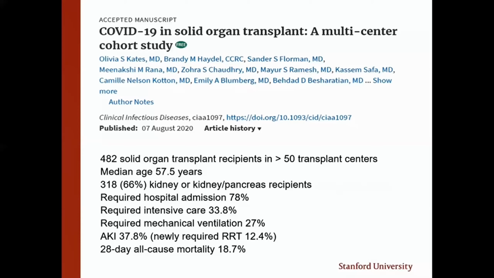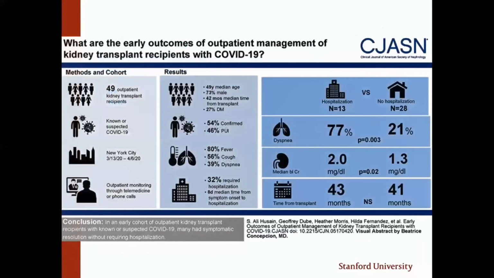27% required mechanical ventilation. Almost 40% had acute kidney injury, with 12% requiring renal replacement therapy. And the 28-day all-cause mortality was 18.7%.